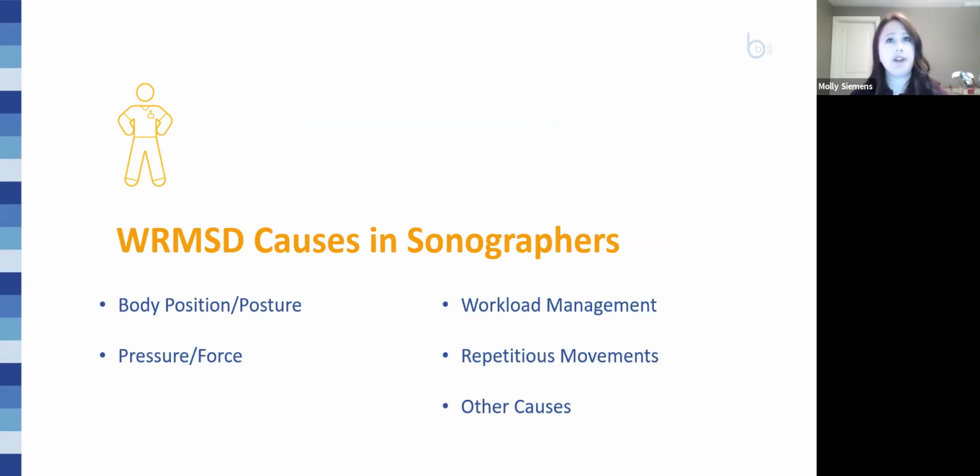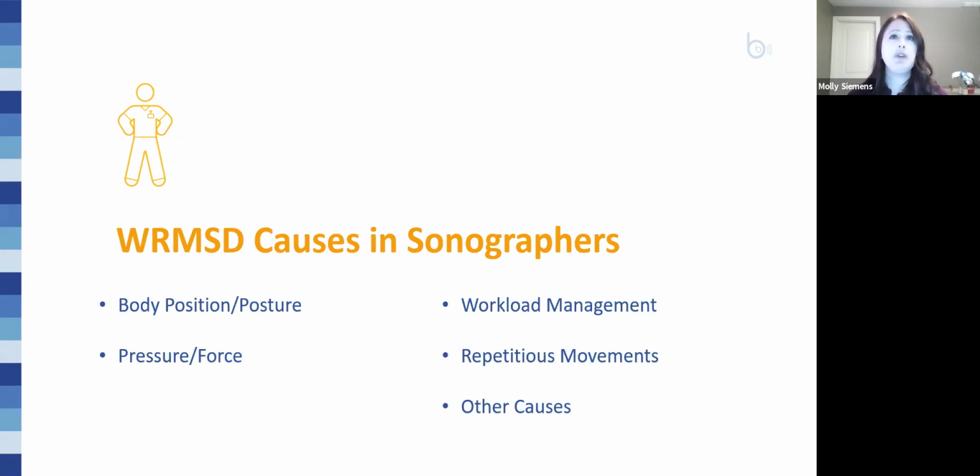Factors that are out of our control include how our workload is managed, the performance of repetitious movements daily, as well as various miscellaneous causes. The expectations of our daily schedule is probably the most common risk factor for WRMSD that is out of our control. This may be due to an increased number of patients needing to be seen, staffing shortages due to illness, retirement, or resignation, and studies being scheduled in inappropriate timeframes.